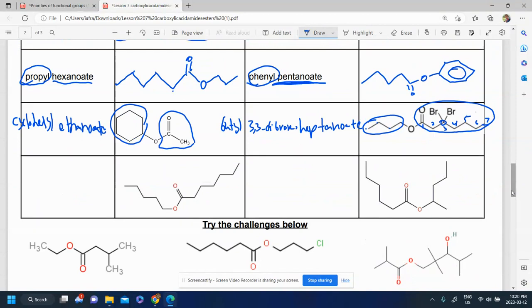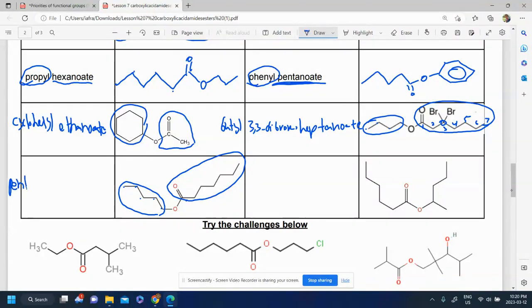Okay, so now we have these last 2 to name here before we get into some challenges. So the carboxylic acid end is over here, and the alcohol end is over here. The alcohol end has 1, 2, 3, 4, 5. So we have a pentyl molecule, pentyl alkyl group. And then the carboxylic acid end has 1, 2, 3, 4, 5, 6, 7. Pentyl heptanoate.